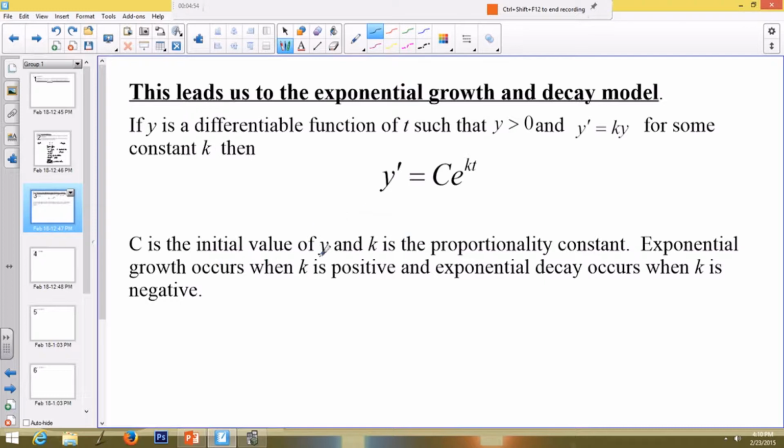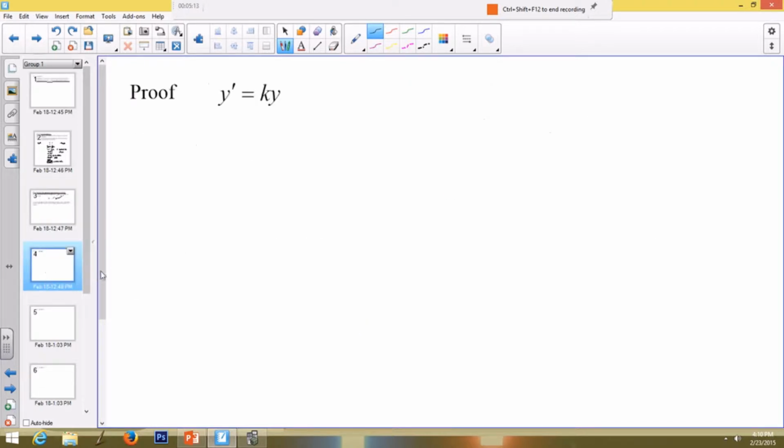Exponential growth occurs when k is positive, and exponential decay occurs when k is negative. So how can these two things, ky and c e to the kt, be equal? How can they both be equal to those two values? Well, let's talk about that.